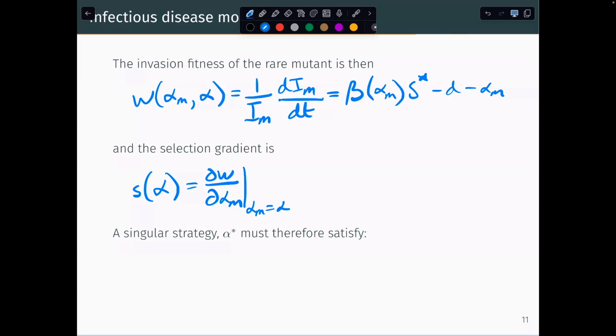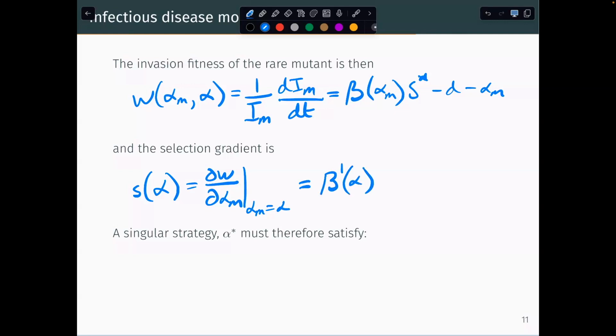Like I said, this is exactly the same as the process we've done before with intraspecific competition. We find our invasion fitness, we find our selection gradient, find our singular strategies, and think about the stability of those singular strategies. Okay. So what does this look like? Well, we can take our derivative of beta with respect to alpha m, and then substitute in alpha m is equal to alpha. This just gives us beta prime of alpha.